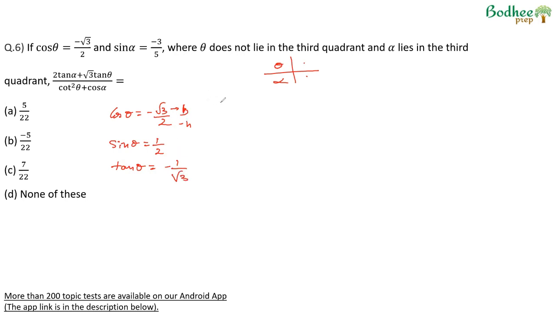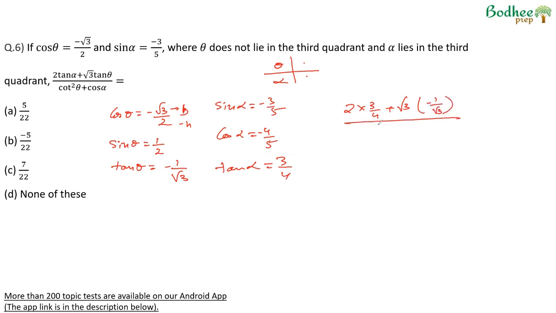If we look at alpha, sin alpha is minus 3 by 5. Cos alpha therefore will be minus 4 by 5, because sin square alpha plus cos square alpha is 1. 5 square is 25, so 9 plus 16 is required. And tan alpha in the third quadrant, positive, will be sin alpha upon cos alpha, which is 3 by 4. Putting the values: 2 into tan alpha, 3 by 4, plus root 3 into tan theta, minus 1 by root 3, upon cot square theta. Cot square theta will be the inverse of this, so cot theta will be minus root 3, and cot square theta will be 3.